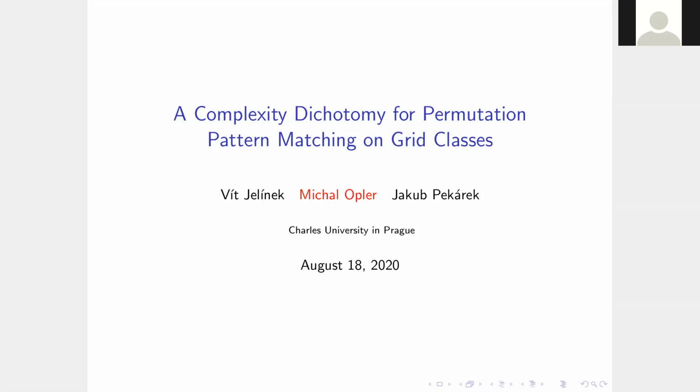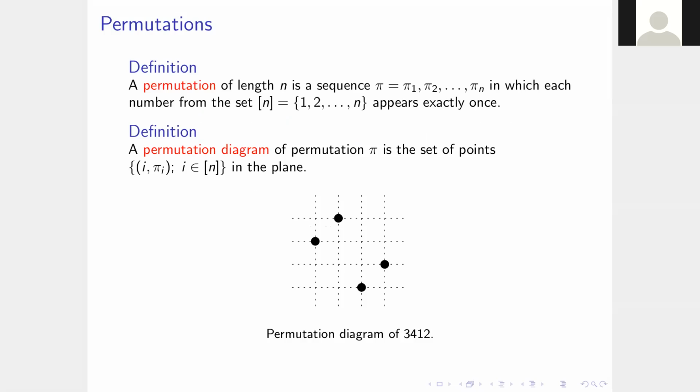So hello, my name is Michael Opler, and I'm going to be talking about a complexity dichotomy for permutation pattern matching on grid classes, which is joint work with Jelínek and Jakub Pekárek. So let me start by defining what a permutation is.